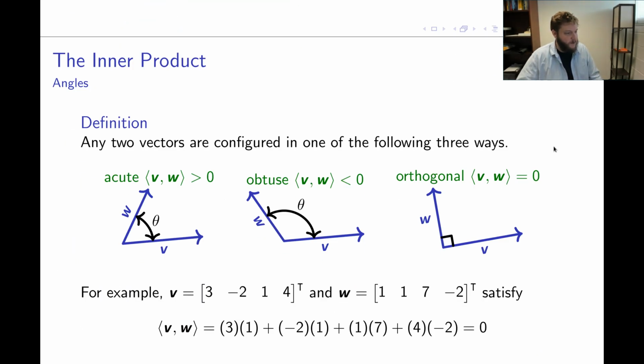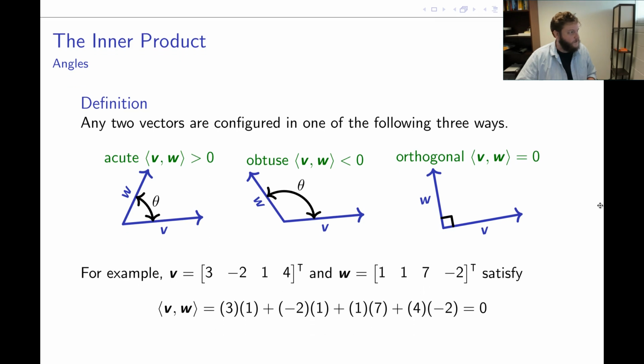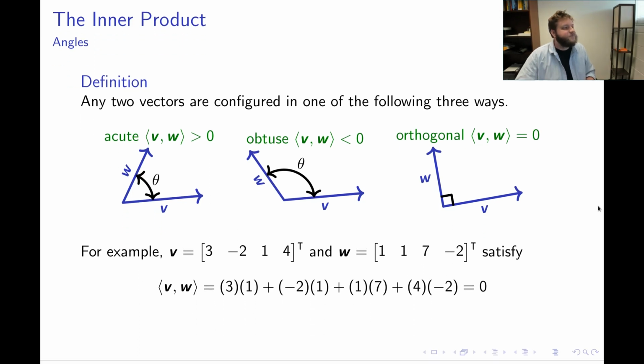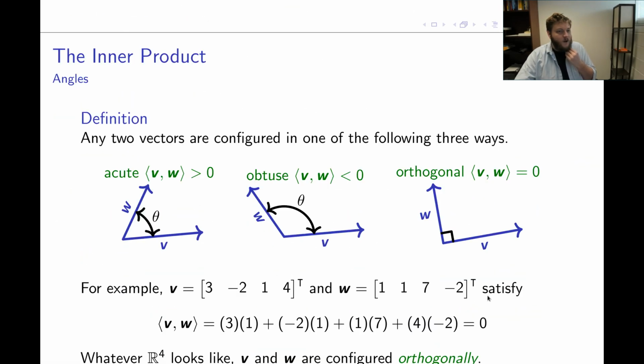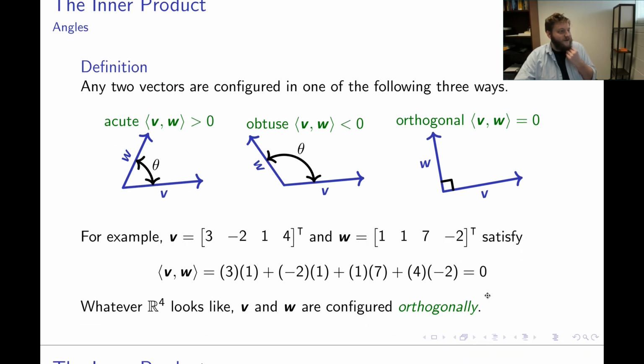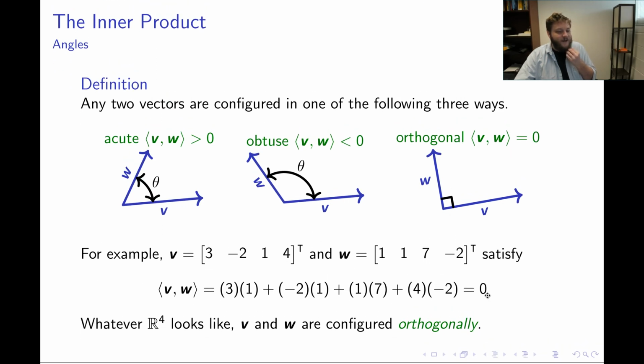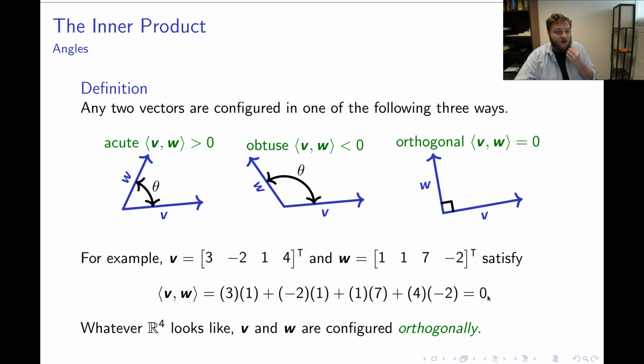So here's a calculation where we verify whether or not two vectors are orthogonal. Here I have two vectors in R4. If I take their inner product, I end up producing 0. What does that tell me? That tells me that whatever R4 looks like, these two vectors are configured orthogonally.